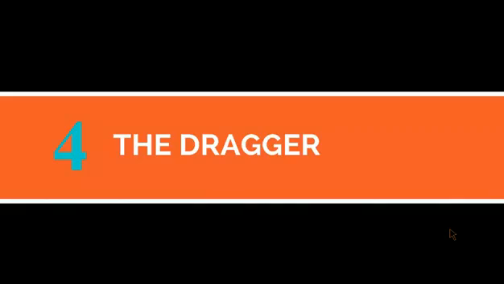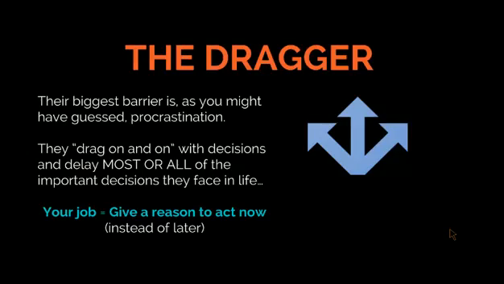Now, back to inactive number 4. I jumped the gun early. The dragger. A dragger's biggest barrier, as you can probably guess, is procrastination. They drag and delay most or all of the important situations or decisions they face in life. This is something all human beings kind of struggle with. It's largely because we're resistant to change. It's your job to give procrastinators a reason to act now instead of later. If you don't, they'll just keep procrastinating. They'll even lie to themselves and say, I'll do it later, when they have no intention whatsoever of actually doing so.